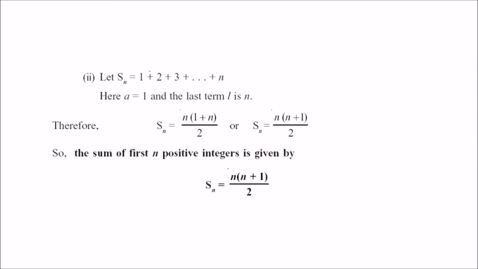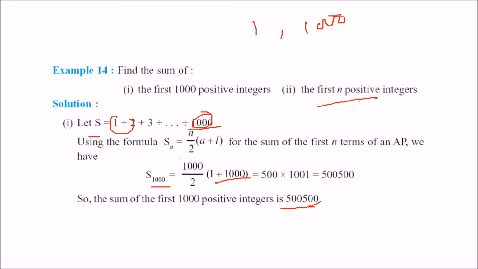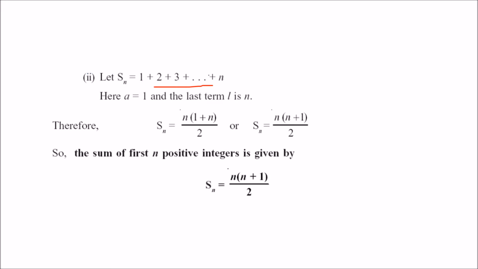The question is like this: the Sn of the first n positive integers, so 1 to n. Now the answer will come in terms of n. First term is 1, last term is n. So we'll just directly use Sn is equal to n by 2 into a plus l, that is 1 plus n, that is equal to n into n plus 1 by 2.